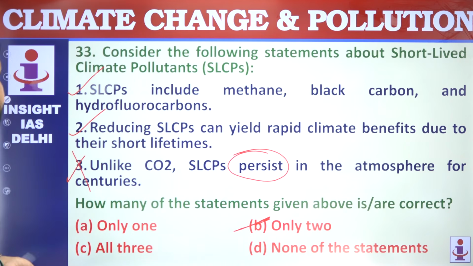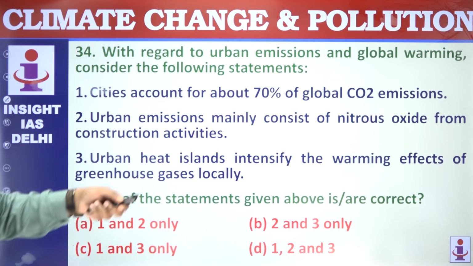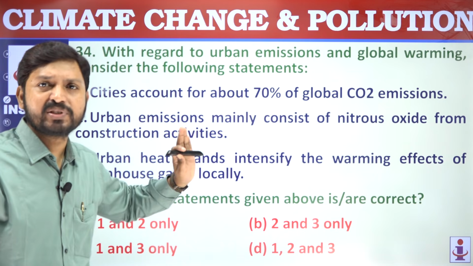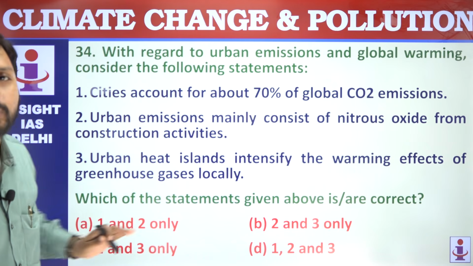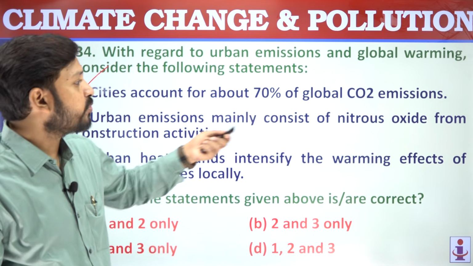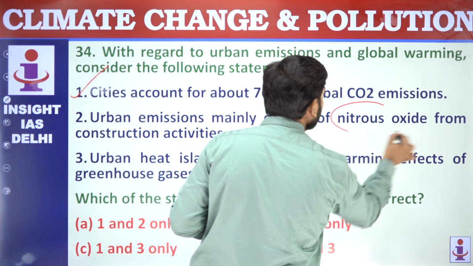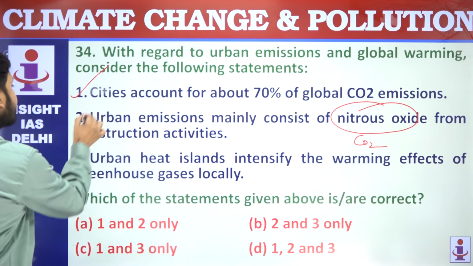Is it clear? Next one: with regard to urban emissions and global warming, consider the following statements. We'll directly read the statements because this is a very common thing which we see in everyday news. Cities account for about 70% of global CO2 emissions. This is the right statement. Urban emissions mainly consist of nitrous oxide from construction activities. It is not nitrous oxide, it is carbon dioxide. So this is the wrong statement.